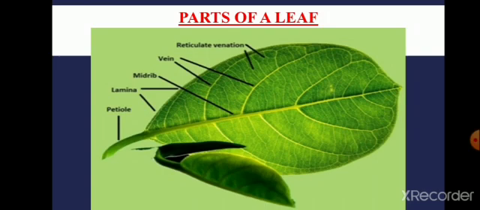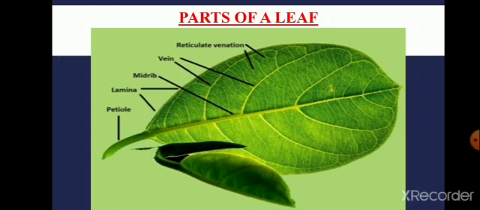Then the leaf lamina, the broad part, the flat green portion of the leaf. This is the expanded, green portion of any leaf, which is responsible for photosynthesis. Which part is used for it? The lamina part.